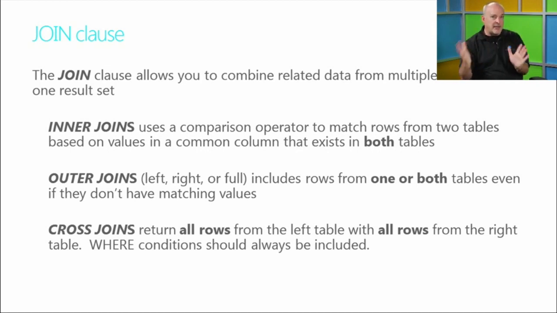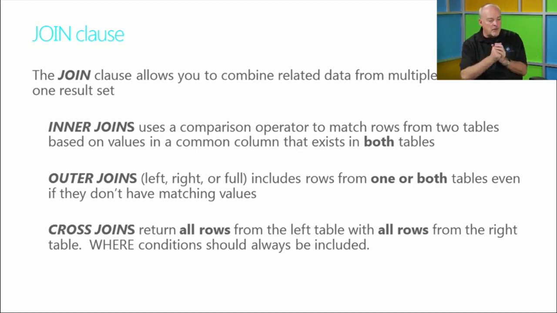Outer joins, if it's a left outer join versus a right versus a full, but if it's a left outer join, it's going to include rows from one or both tables, even if they don't have matching values. So if it's a left outer join, it's going to give me everything in that first table, we'll say the product from the products table, and then any match from that second table. So that's what it'll do for that. So if it was a right outer join, it'd be everything from the right table and only the matches from the left table.